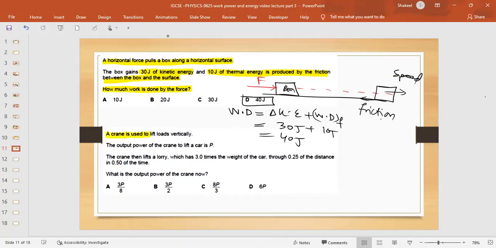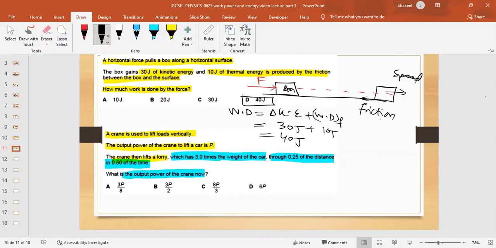Okay, next question. A crane is used to lift loads vertically upward. The output power of the crane to lift a car is P. The crane then lifts a lorry, which has 3 times more weight than the car, through 0.25 of the distance. Like if the car was moved through a distance of 1, this was moved for 0.25, and if the car took 1 second, this takes 0.50 of the time. What is the output power of the crane now?